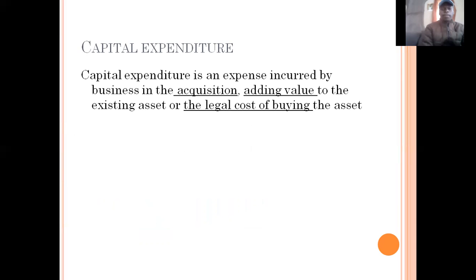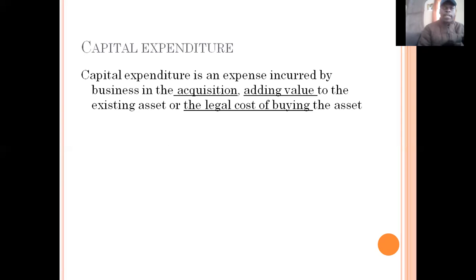I have the definition here. Capital expenditure is an expense incurred by the business in the acquisition. The key term there is acquisition. If you acquire an asset, the expense that you incur in that acquisition we call capital expenditure. It can also be an expense incurred in adding value to an existing asset. Let's say you have your house, an existing asset, and you want to add value to it, maybe putting in air cons, or adding more security, maybe CCTVs. If you're adding value to that fixed asset, that expense we can call capital expenditure.